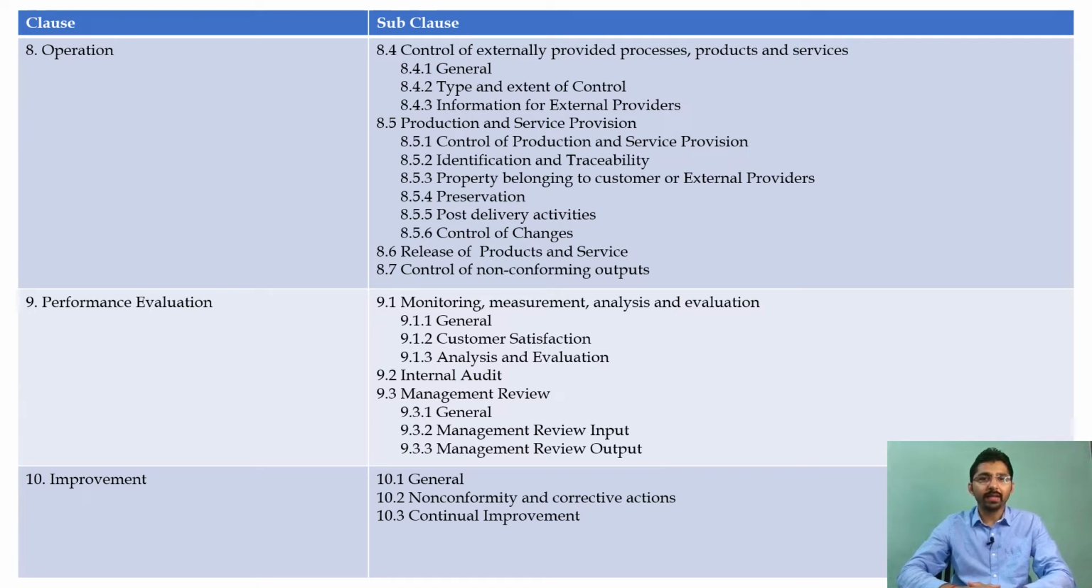8.4, control of externally provided processes, products and services. 8.4.1, general. 8.4.2, type and extent of control. 8.4.3, information for external providers. 8.5, production and service provision. 8.5.1, control of production and service provision. 8.5.2, identification and traceability. 8.5.3, property belonging to customers or external providers.